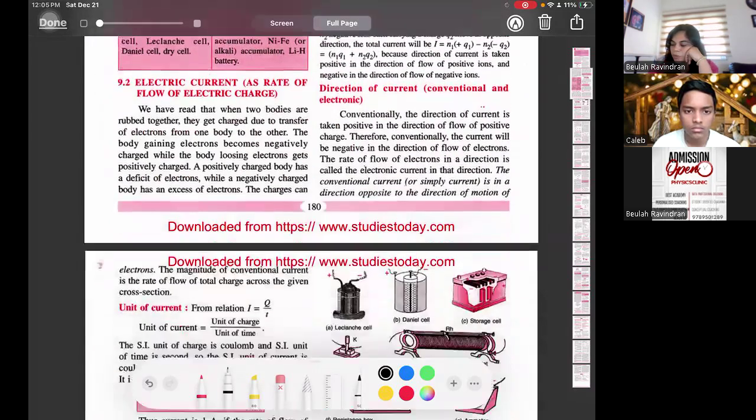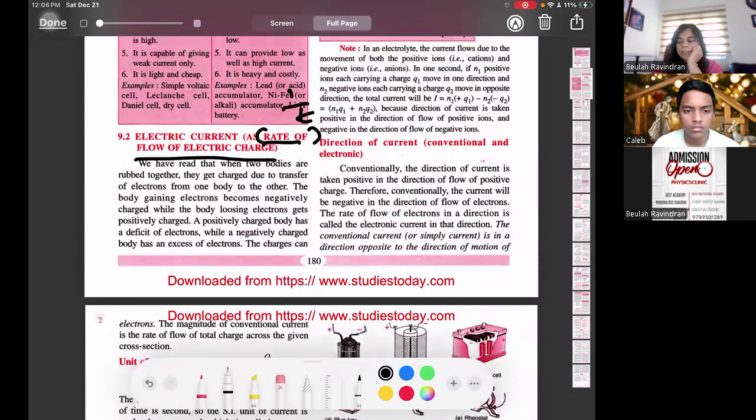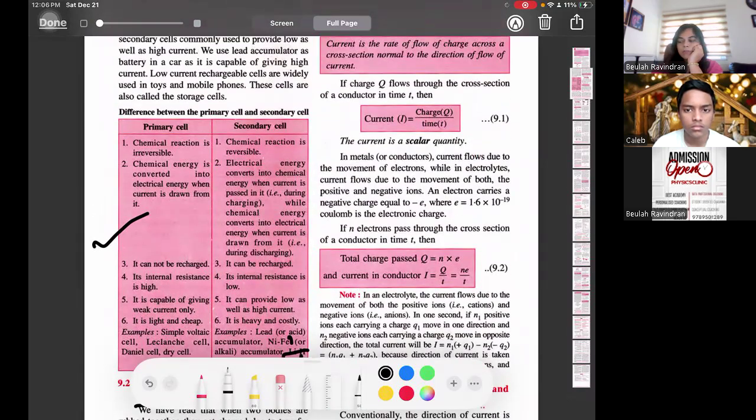And then, as I've told you, current is the rate of flow of electric charges, that is, the amount of charge flowing per second. Both are the same. What is rate? Rate means 1 by time. Get my point? All this I've explained to you. Right or not?